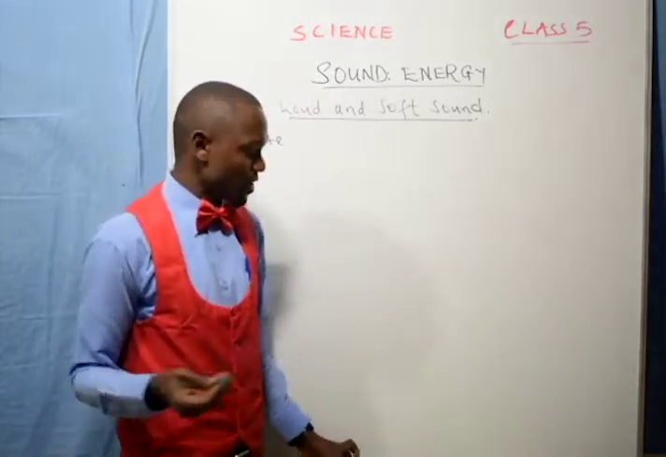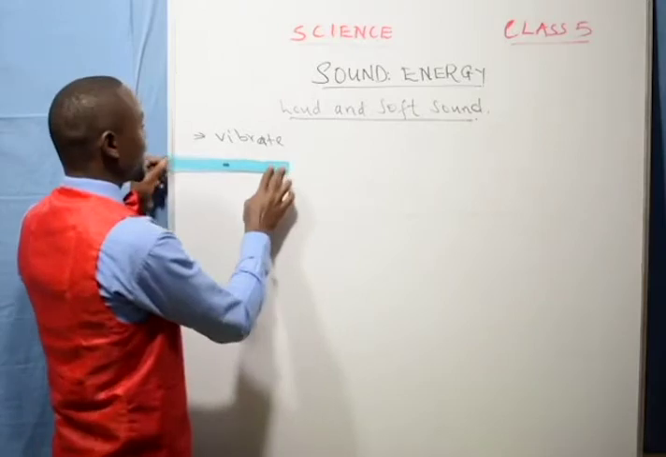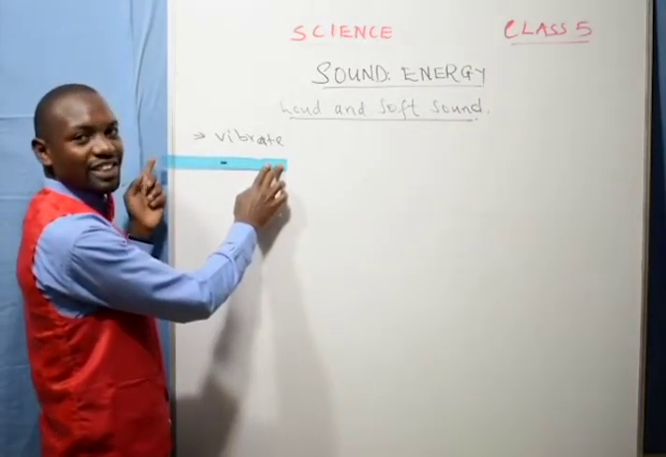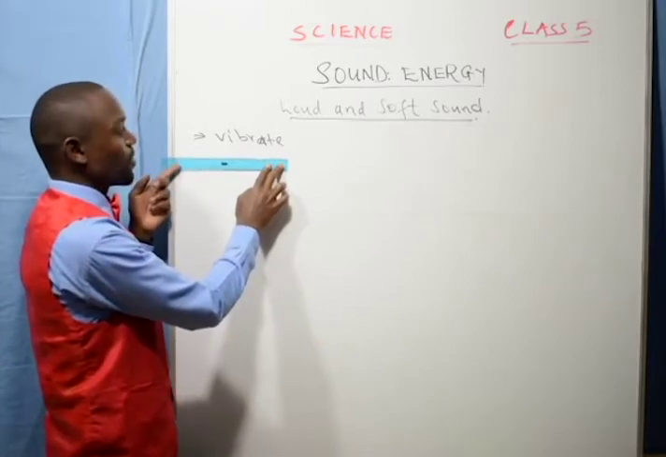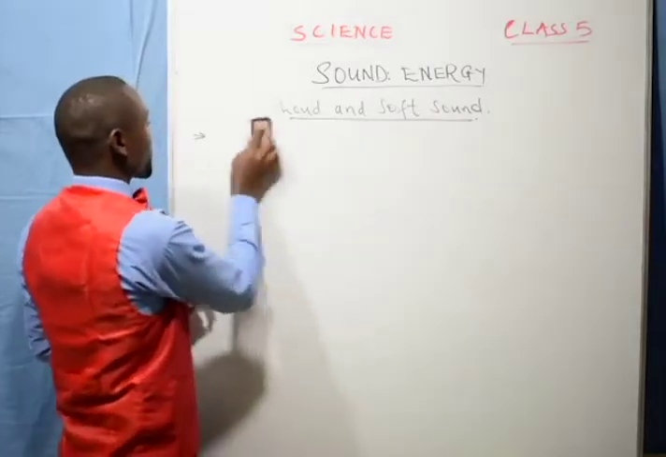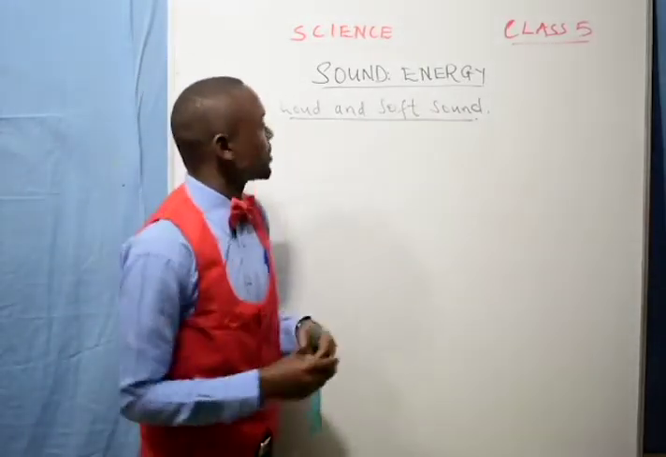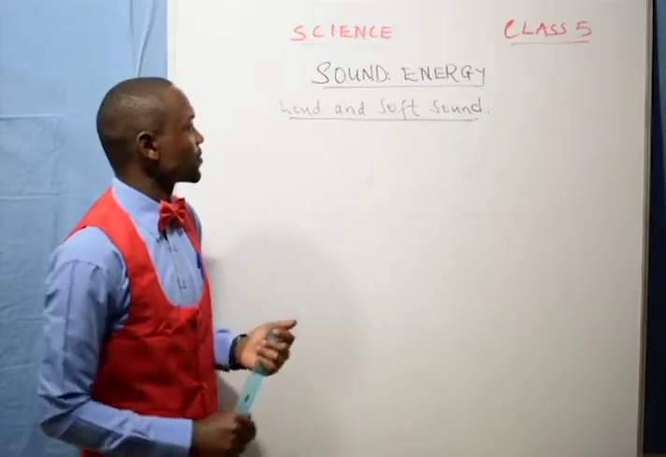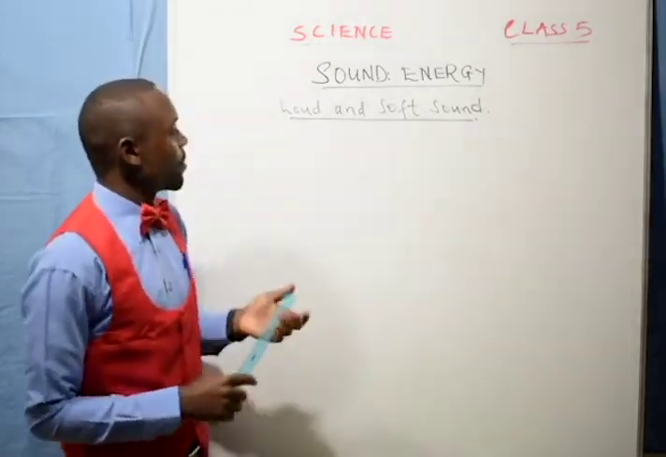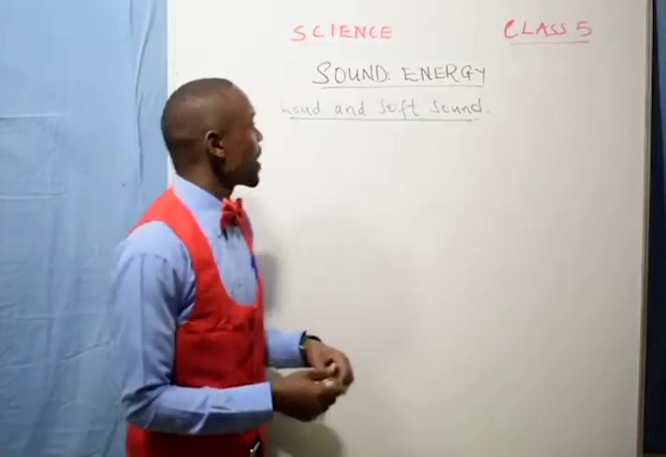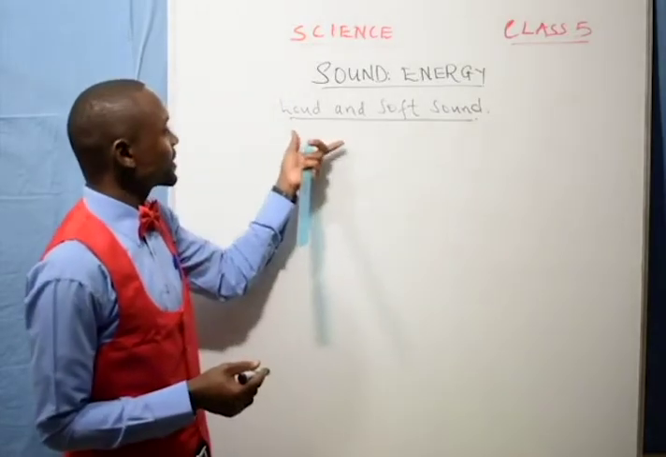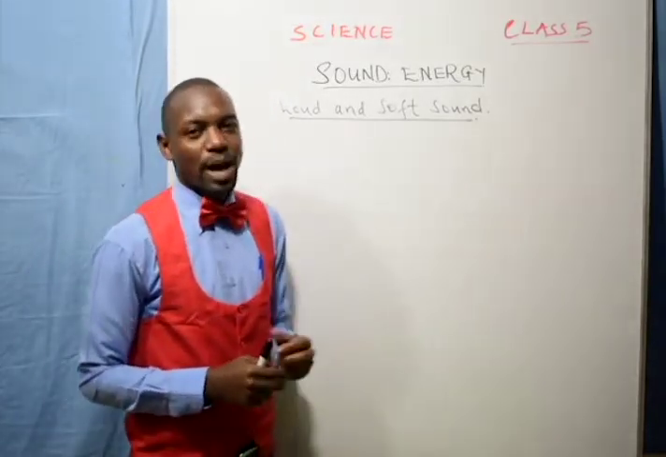For example, you have this ruler and I place it here. Once I do like this, it is producing sound because it is vibrating on the board. So sound is produced when objects vibrate. You looked at sources of sound, and spatial sound in class 3. That is what you learned in the lower classes. Today we are going to look at loud sound and soft sound and how they are produced.